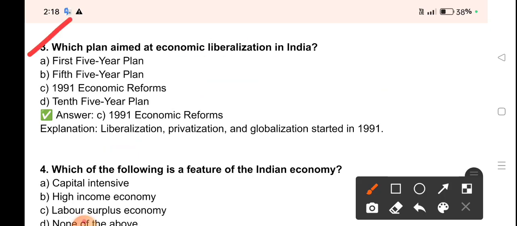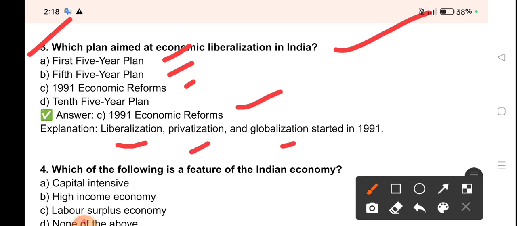Which plan aimed at economic liberalization in India? First 5-year plan, fifth 5-year plan, 1991 economic reforms, 10th 5-year plan. The 1991 economic reforms aimed at economic liberalization in India. Liberalization, privatization and globalization started in 1991.